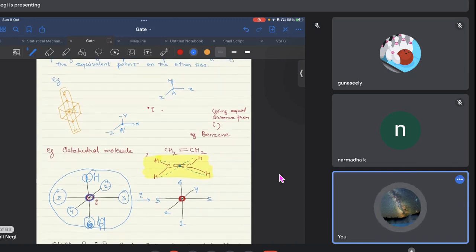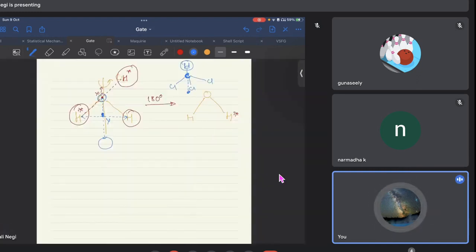Similarly, in ethylene, these hydrogens were getting reflected around this particular point. That is why it was the center of inversion. Again, this carbon was getting reflected about the same connected axis and same distance. But in the water molecule, this oxygen doesn't have any counterpart atom at equal distance to itself, and hence we cannot have a center of inversion in the H2O molecule, correct?